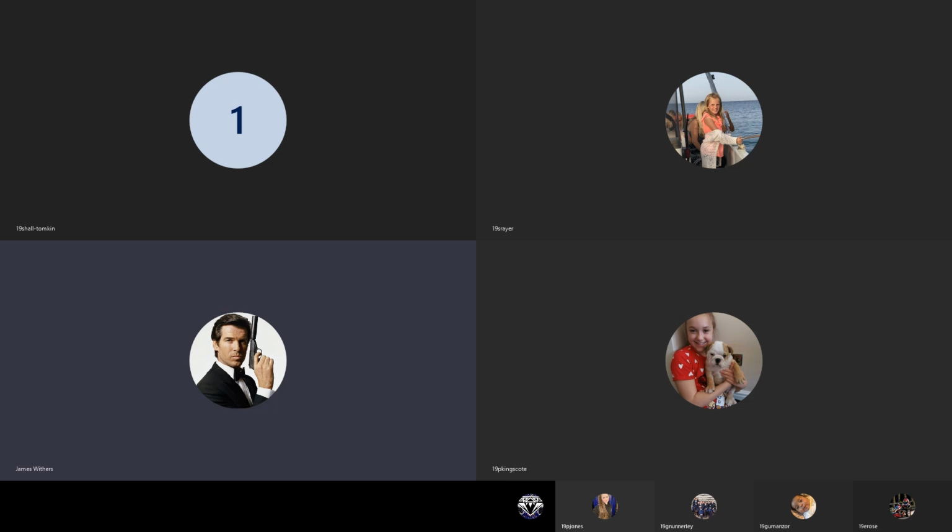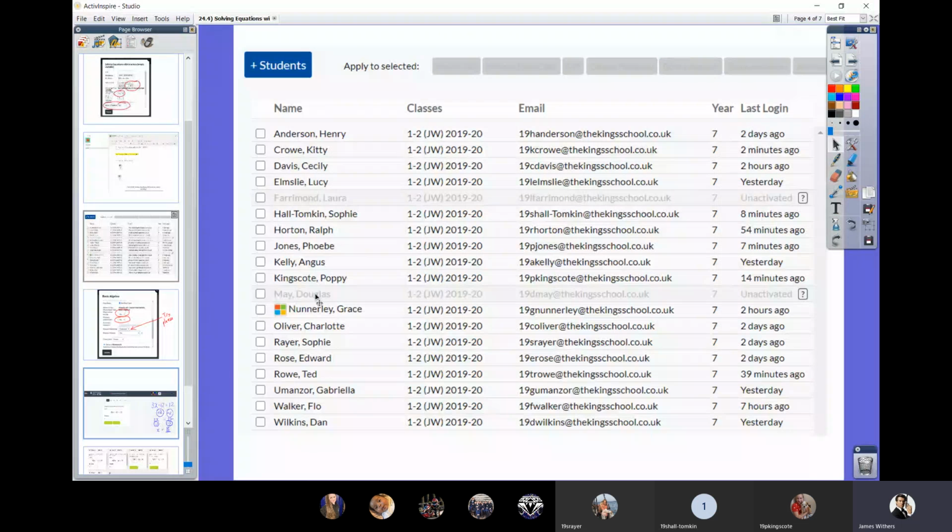So as we stand, only Laura and Douglas haven't gone and registered. So that's no big deal, guys. An email has been sent to you from Dr. Frost, and you just need to click on that and copy and paste the link, and then just follow the simple instructions, just putting in your name and school email address, and you make up a password.